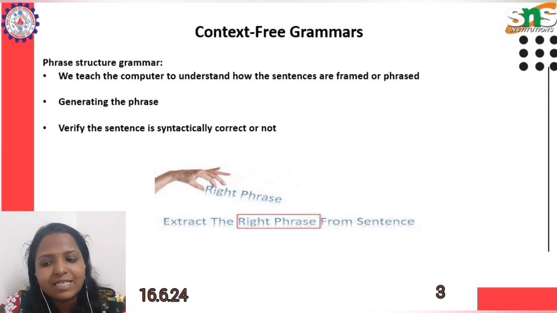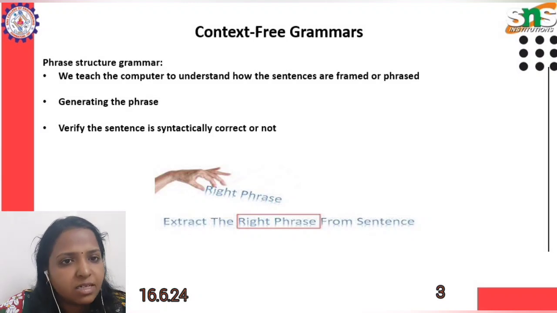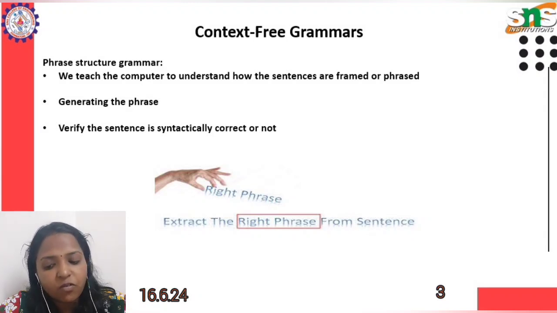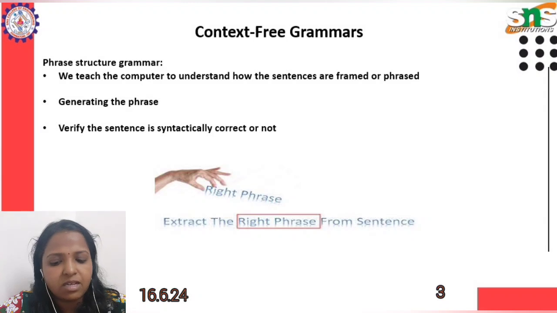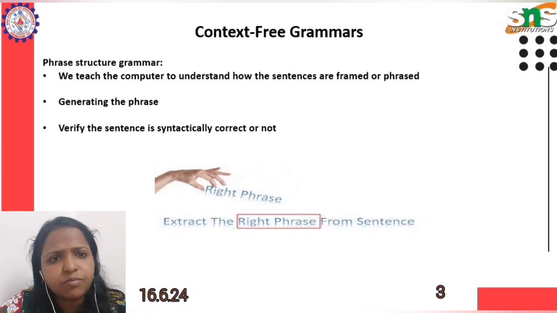CFG gives us the structure and the way to describe the syntax of the language. In a very plain way, it gives you the syntax as well as how to put all the words together to form a meaningful sentence. That is the main purpose of CFG. It consists of a set of rules that specify how different elements, such as sentences or phrases, combine together to form valid sentences. If the sentence is valid, then only the system can understand. So this is the main purpose of CFG.